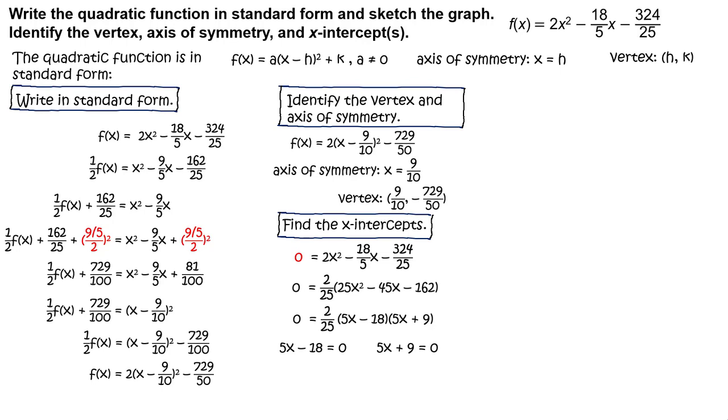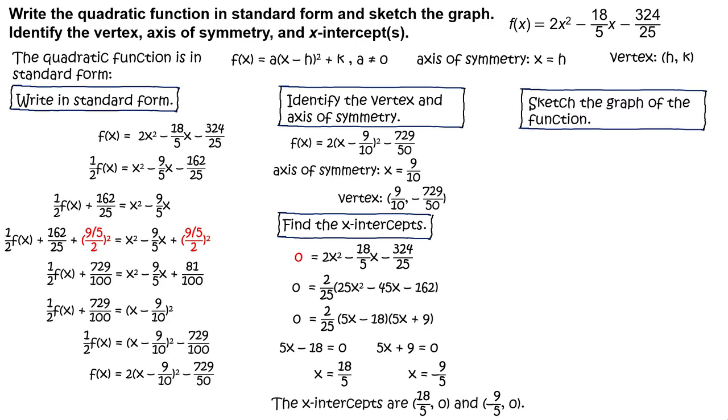Set each factor equal to 0 and solve for x. To solve the equation 5x − 18 = 0 for x, add 18 to each side of the equation and then divide each side of the equation by 5 to get x = 18/5. To solve the equation 5x + 9 = 0 for x, subtract 9 from each side of the equation and then divide each side of the equation by 5 to get x = −9/5. So the x-intercepts are (18/5, 0) and (−9/5, 0).